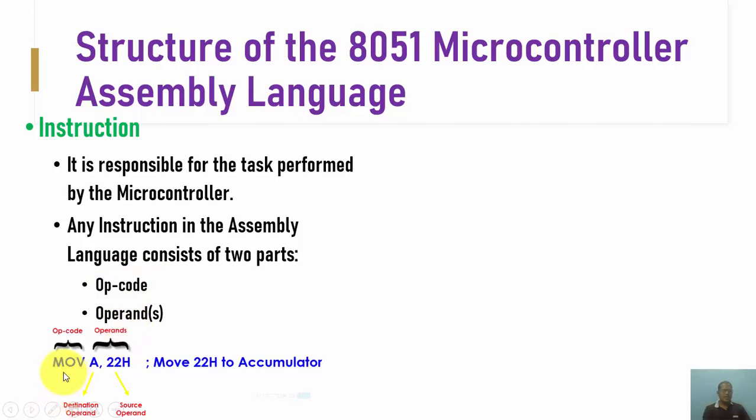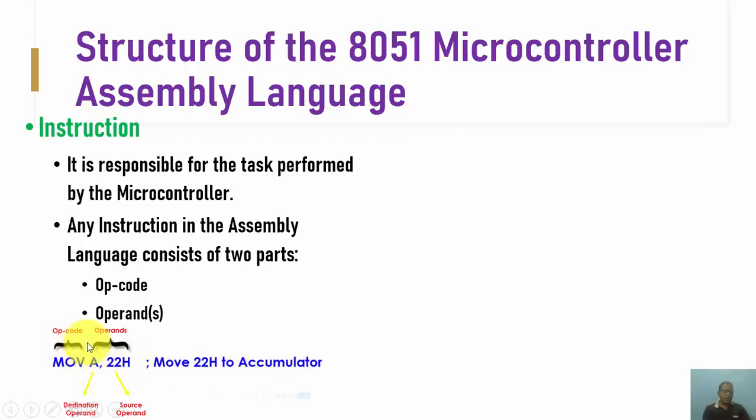So consider this example. Say we are going to define MOV A, 22h. So what is the meaning of this instruction? Here we move 22h, a hex number, into the accumulator. And as this is a statement, we are defining the meaning of this instruction with the help of a comment. This comment is going to begin with a semicolon.